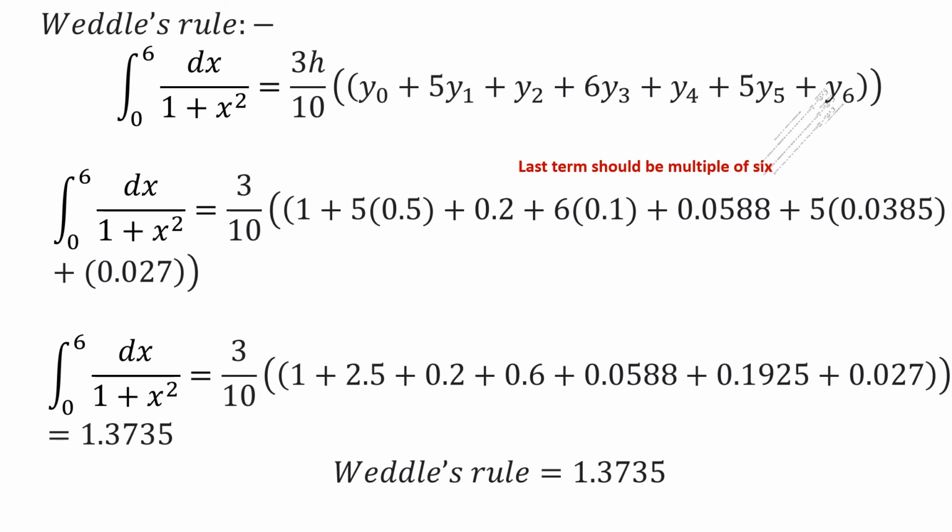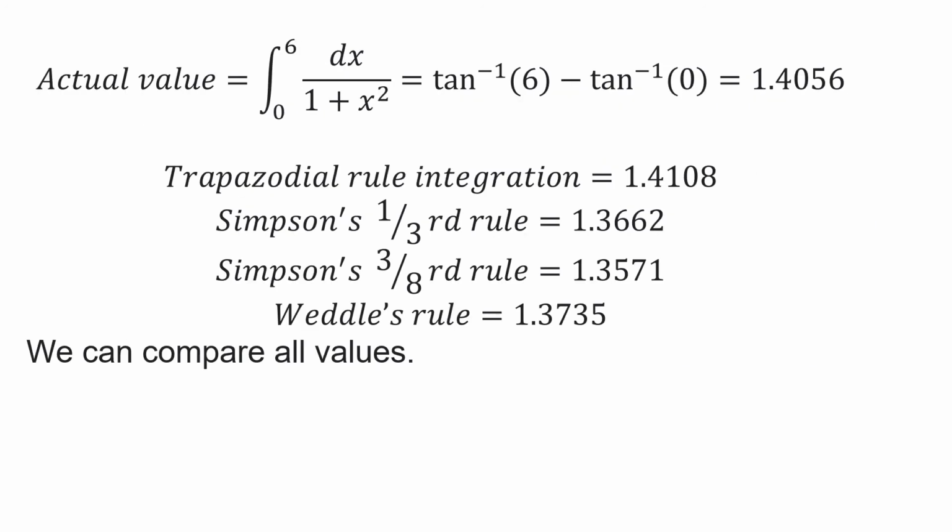What are the values? The answer will be this, so try to solve them. All these values have been taken from the table which you have already done. So for Weddle's rule, the value will be this one. We can also calculate the actual value. The relation was the integral of dx by 1 plus x square from 0 to 6. If you take the integration of that, it will be tan inverse 6 minus tan inverse 0, because your limit is 0 to 6. The answer will be this one.